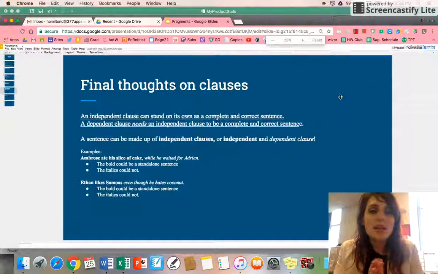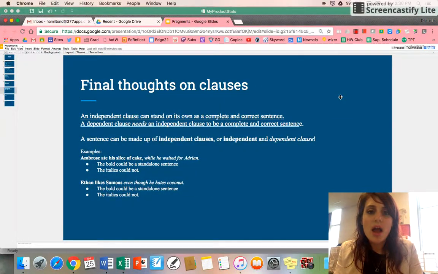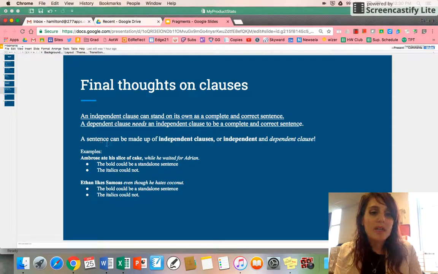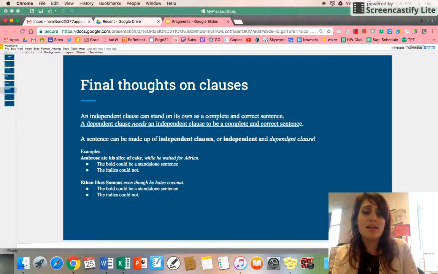An independent clause can stand on its own as a complete and correct sentence. It might not be the most detailed sentence, but it's complete and it's correct. A dependent clause needs an independent clause to be a complete and correct sentence. A dependent clause cannot stand on its own. So a sentence can be made up of independent clauses, in bold, or independent and dependent clauses, in italics.